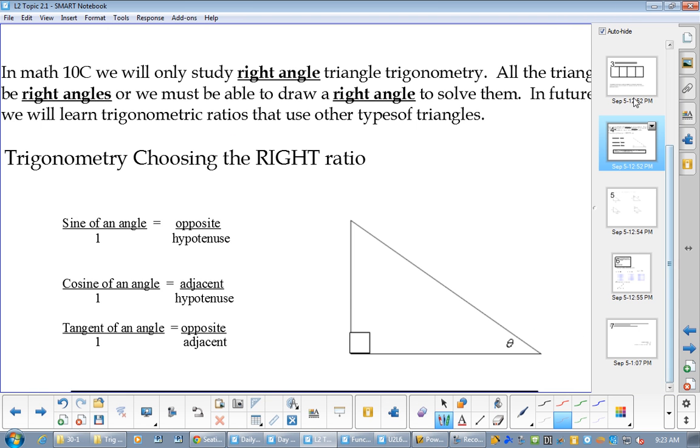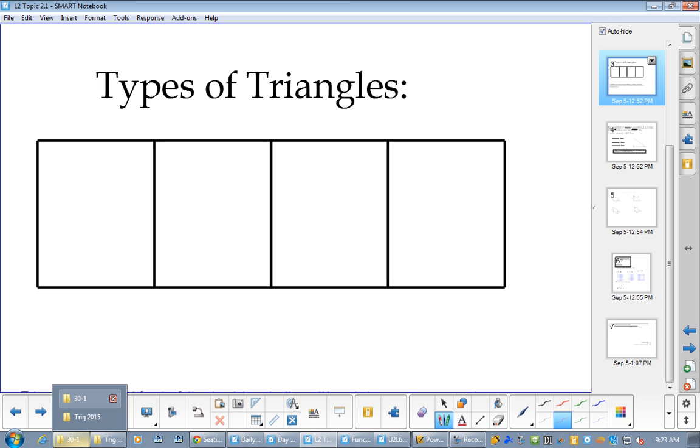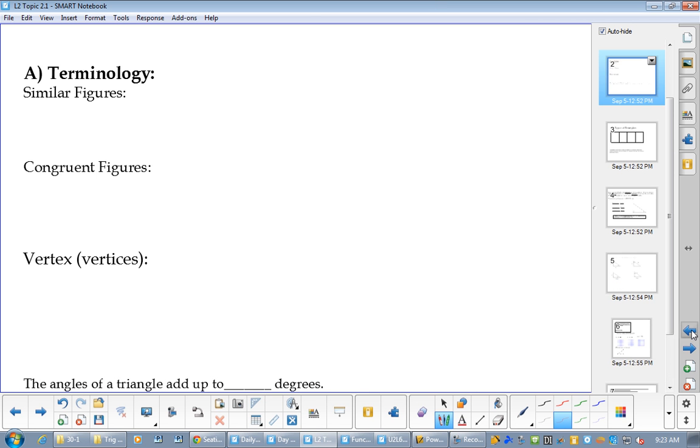So now we're actually going to go on to lesson 2. Types of triangles. Okay, so you guys have a bunch of writing before this though, right? There we go. So here we should be, right? Does that look right? Okay, so similar figures.